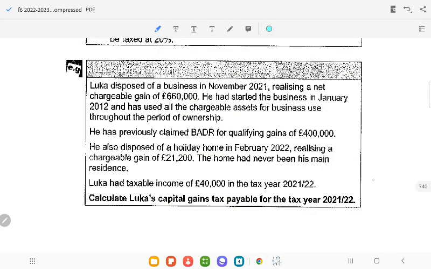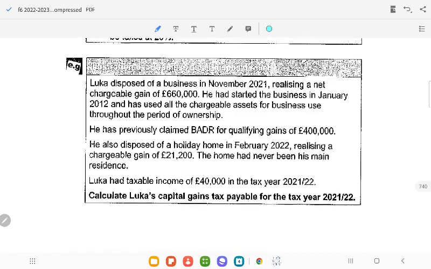The same is the case in this illustration, but here they have mentioned that Luca has previously claimed BADR for qualifying gains of 4 lakh. So Luca disposed of a business in November 21, realizing a net chargeable gain of 6,60,000. This is his gain that qualifies for BADR relief. He also disposed of a holiday home, a residential property, realizing a gain of 21,200. So it would be recorded in a separate column.